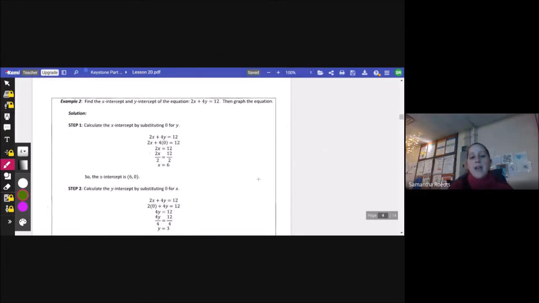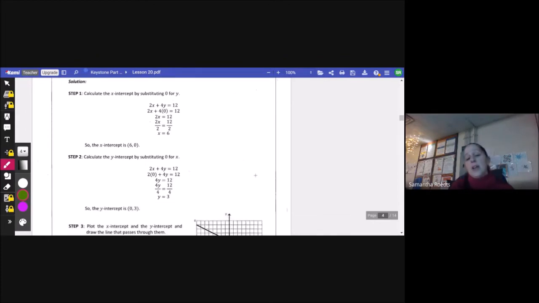So example 2, find the x-intercept and y-intercept of the equation 2x plus 4y equals 12, then graph the equation. So step 1, I calculate the x-intercept by substituting 0 for y, which gives me x equals 6. So the x-intercept is 6, 0.